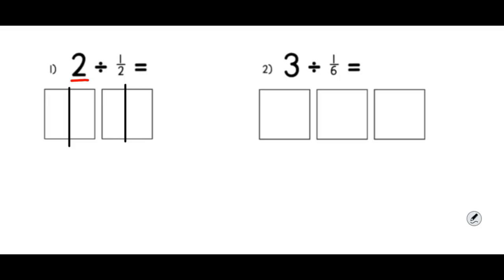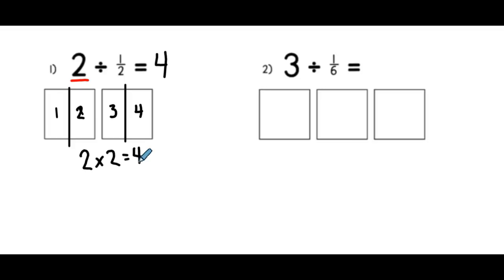Okay, so now that they're both cut in half, how many pieces do we have? Well, we have 1, 2, 3, and 4 pieces. So when we take two whole things and we divide them in half, we're left with 4 pieces. Wow. That looks a lot like what happens when we do 2 times 2. That is the answer, 4 pieces. When we take two things and cut them in half, we get 4 pieces.